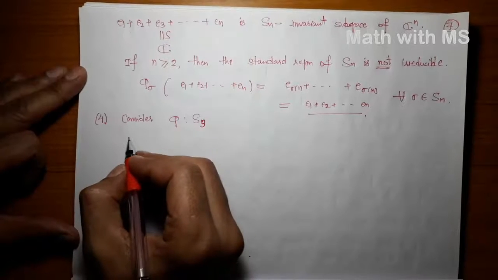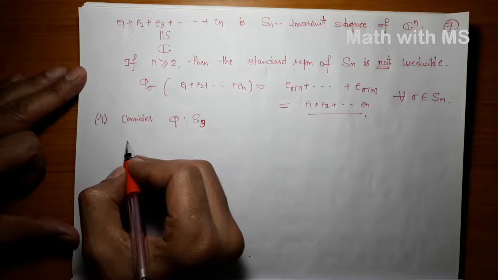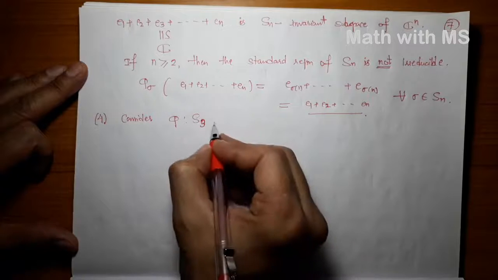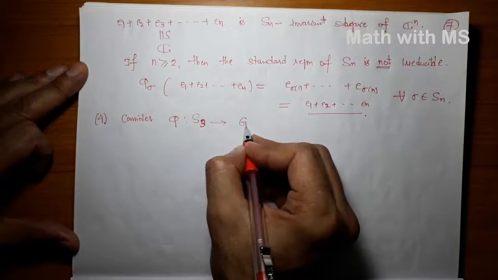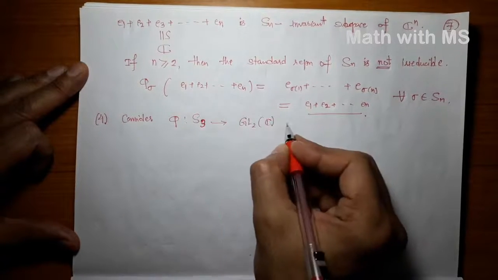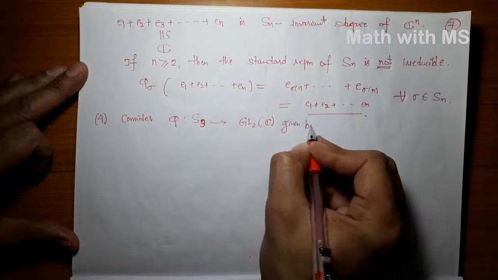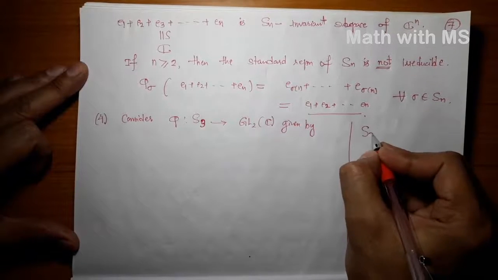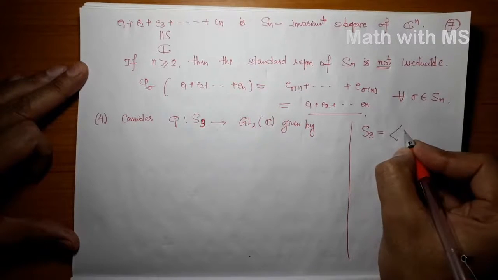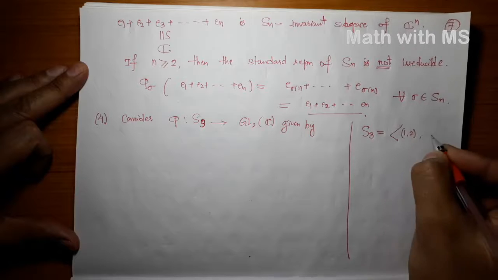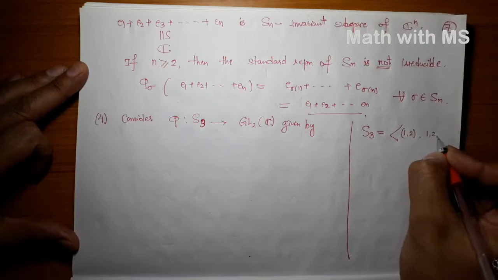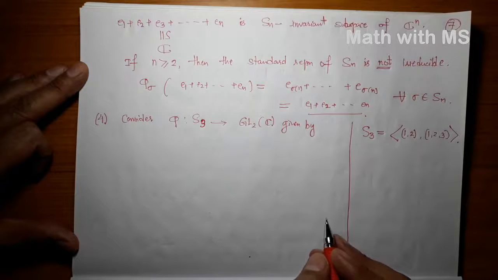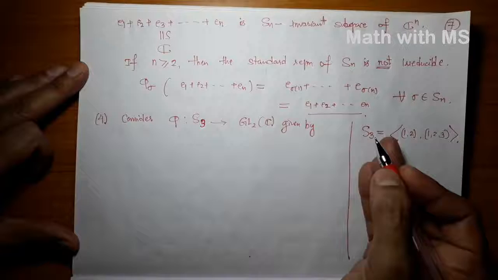So let us consider another representation of the symmetric group which is irreducible. So consider phi from S3, the symmetric group on 3 letters, to GL2C, a two-dimensional representation. Let me recall for you, we know that the symmetric group S3 can be generated by two elements, one 2-cycle and one 3-cycle, right? These are the two generators of the symmetric group. Okay, and so it is enough to define it on generators.